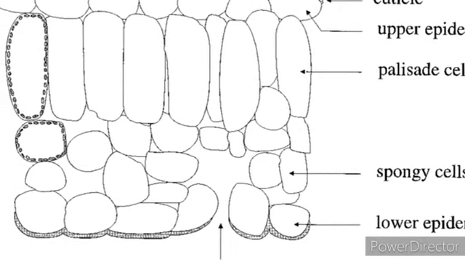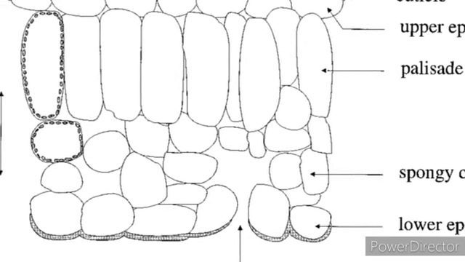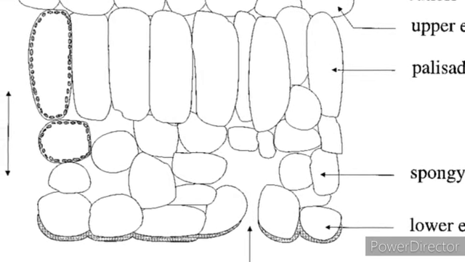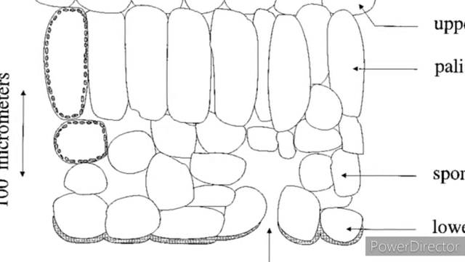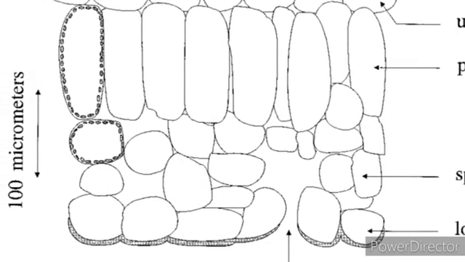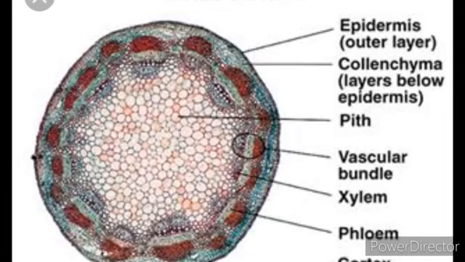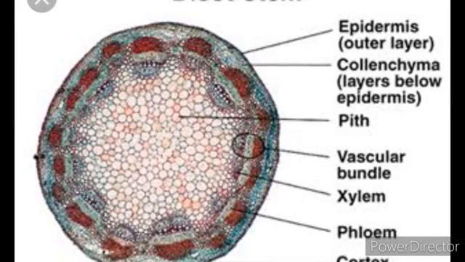Today's topic is the TS of a dicot stem. What does TS mean? Transverse section. A cross section obtained by slicing, or through imaging techniques, the body or any part of the body structure in a horizontal plane is called a transverse section. Now we are going to do this transverse section for a dicot stem.